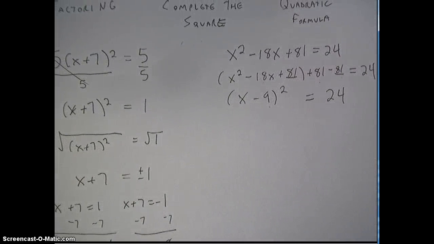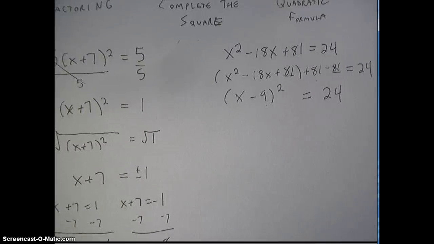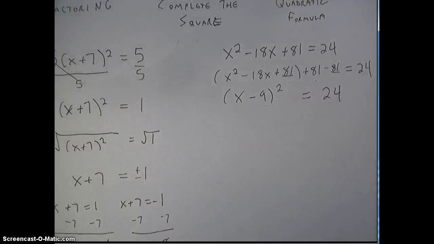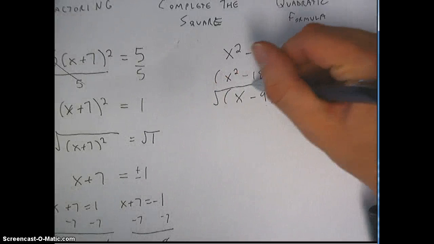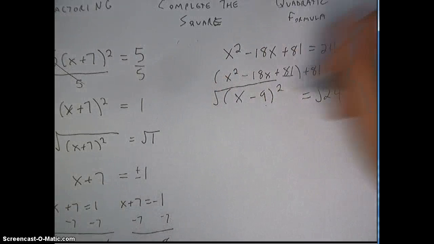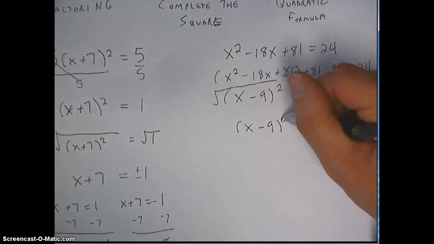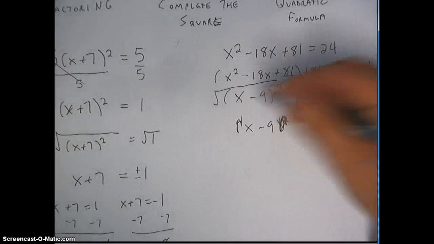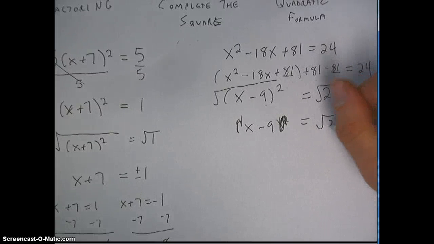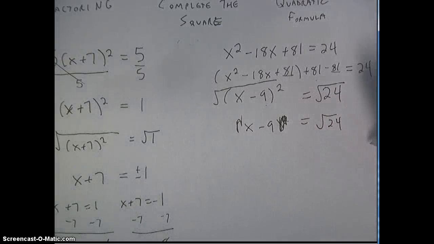All right, well, this is shaping up to be okay. So I need to take the square root to get rid of a square. So I'll go ahead and do that. Square root of (x minus 9) squared, oh, but I got rid of the square, didn't I, because I took the square root, equals the square root of 24. But what is the square root of 24?